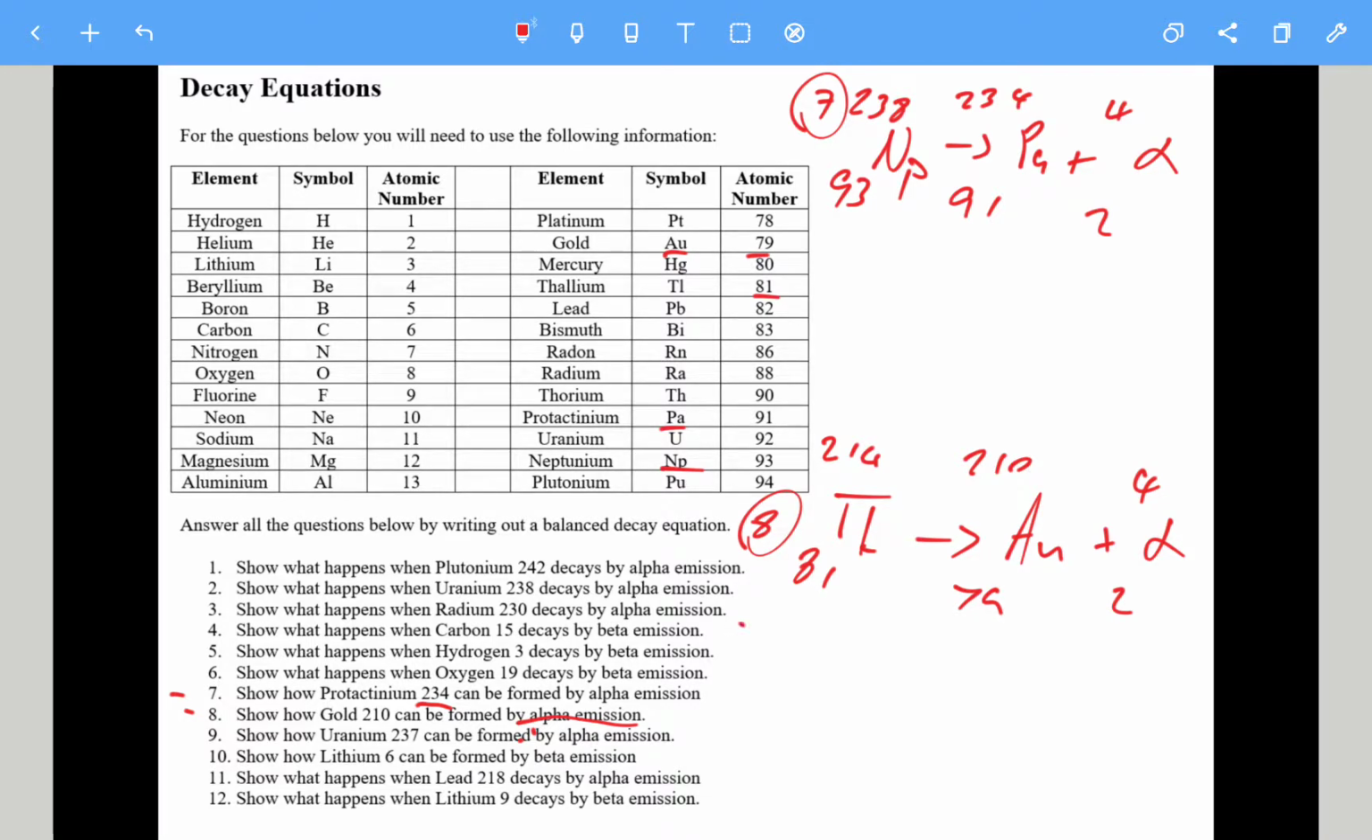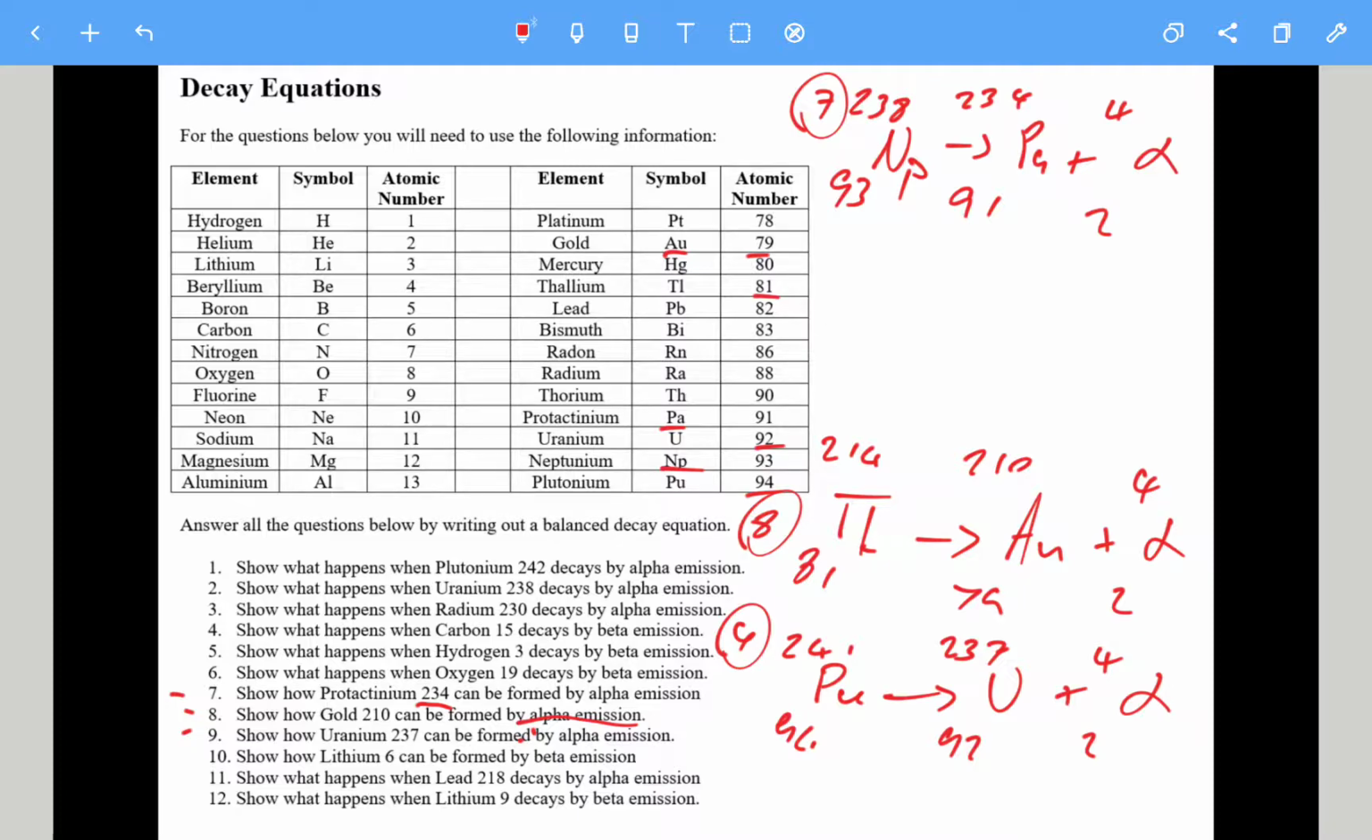Okay, number 9. Number 9 says, show how uranium-237 can be formed by alpha emission. So we've got uranium-237. The proton number for uranium is 92. It's formed by alpha emission, so we've got plus alpha 4, 2. Then we just need to add them up. So 237 plus 4 is 241. 92 plus 2, 94. So what's got 94 protons? Plutonium, Pu. So that's number 9.